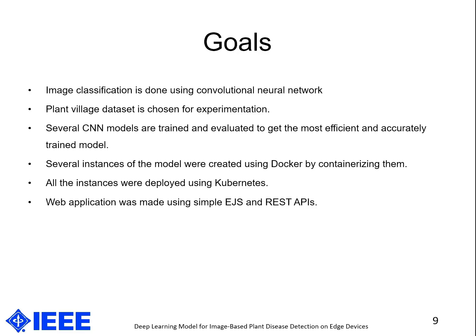Several instances of the model were also created using Docker by containerizing them, so that the server doesn't fall short of resources. All instances were then deployed using Kubernetes, and the web application was made using simple EJS and REST APIs. The mobile app was made using Flutter because Flutter is a new cutting-edge tool which facilitates development in both iOS and Android, in case there are users other than farmers who are using iOS apps.